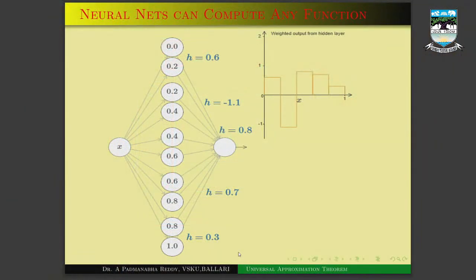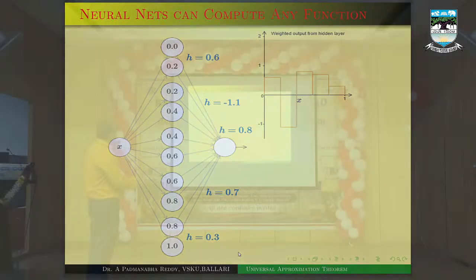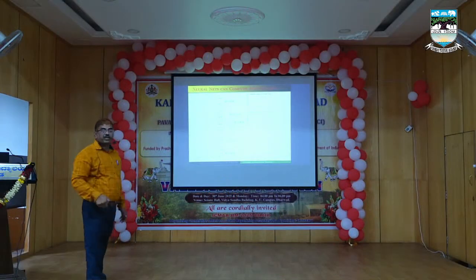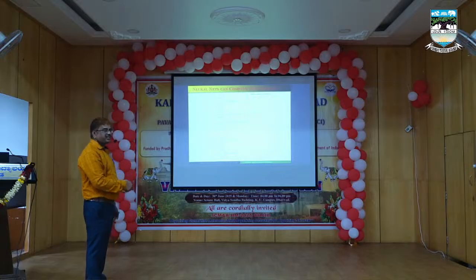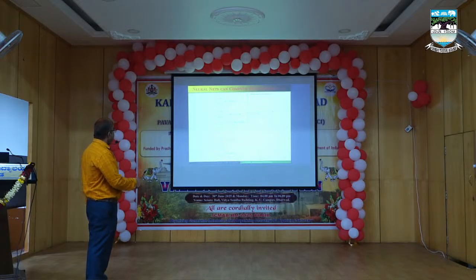Now 5 bumps. 1 by 5 means 0.2. From 0 to 0.2, a bump of height 0.6. Next, 0.2 to 0.4 of height down 1.1. Next, 0.4 to 0.6 of height 0.8. Next, 0.6 to 0.8 of height 0.7. Next, 0.8 to 1.0, 0.3.